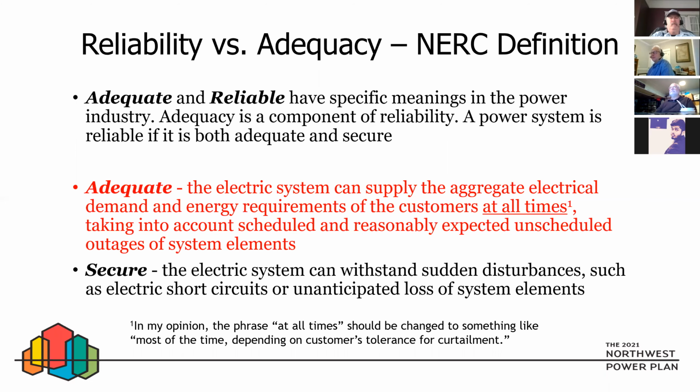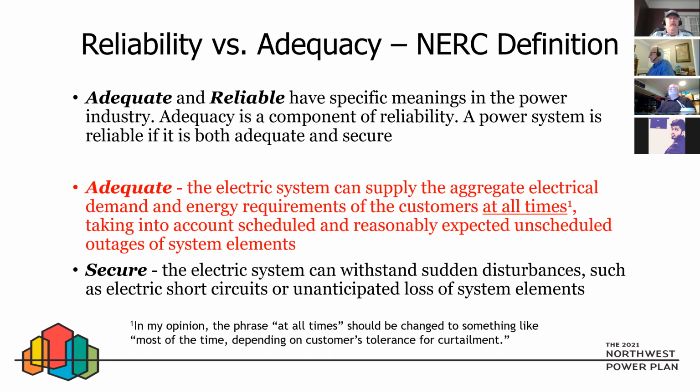Now, I have a little bit of a problem with this, and I've voiced this to NERC. Obviously, they haven't changed it. But I think "at all times" is a real problem, because nobody plans for a 100% adequate system, because it would be way too expensive. So I would change that if I could. Instead of saying at all times, I would say most of the time, depending on the customer's tolerance for curtailment. But it's a minor point.